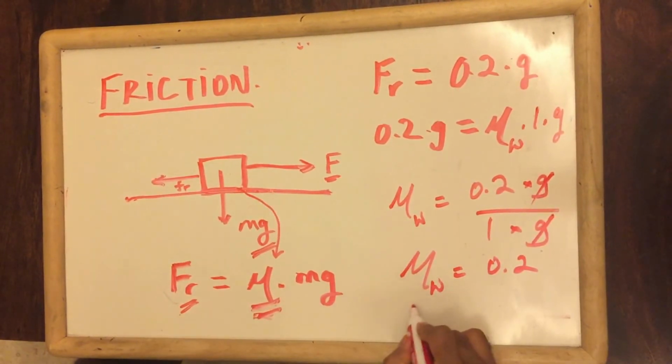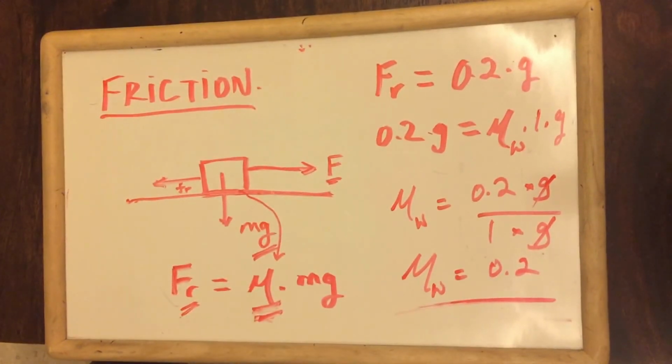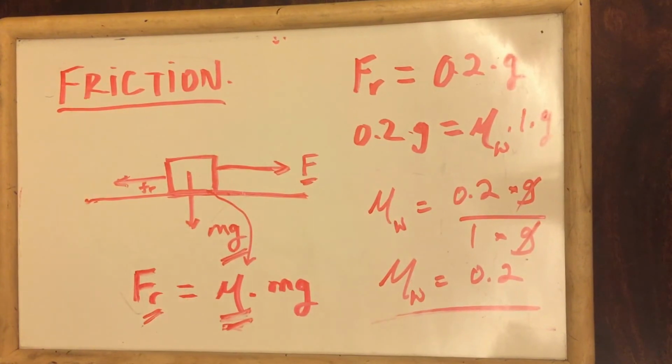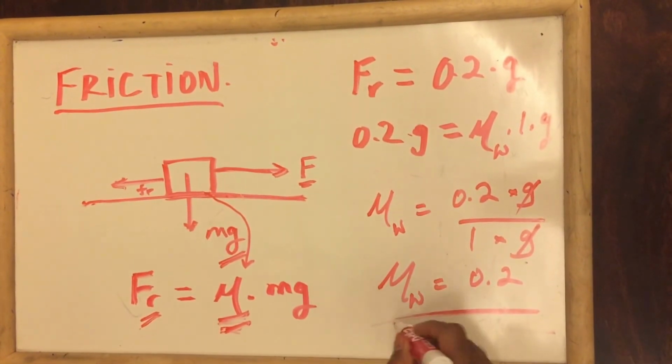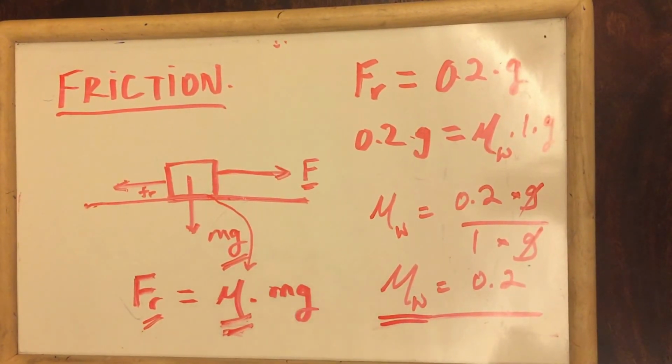Now you can see this is about half of what we found on the green cloth. So there you have it. With this method, you can pretty much calculate the coefficient of friction on any flat surface and find out what it is.